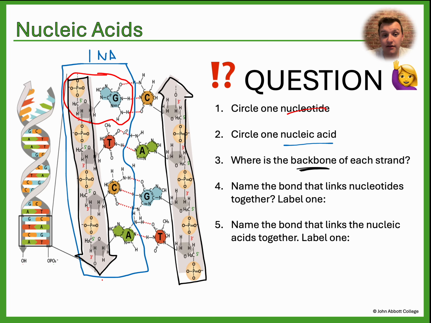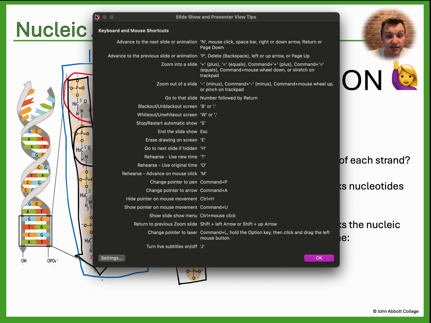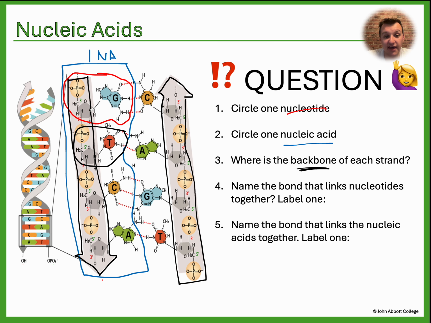Nucleotides, right? This is one nucleotide. This is another nucleotide, right? They are linked together by what? They are linked together by this bond, right? That's called a phosphodiester bond, right? Phosphodiester. Sorry about my writing.